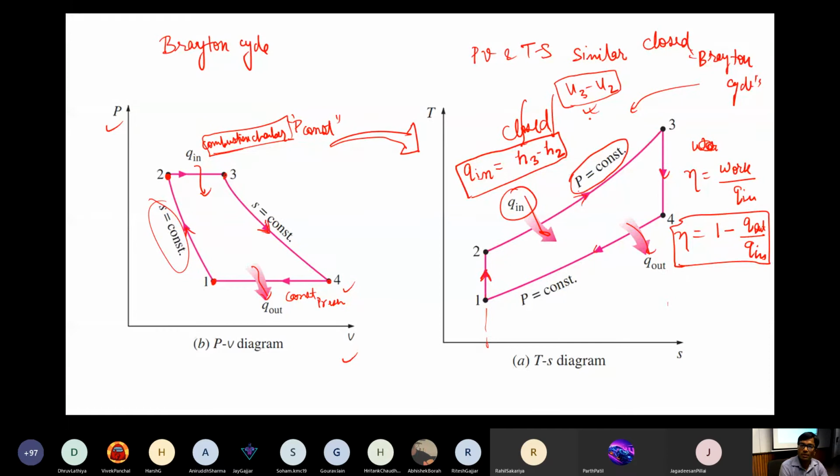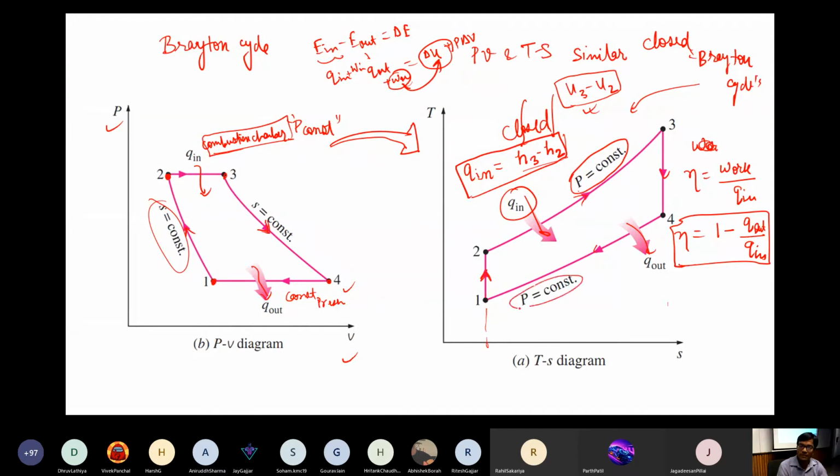Because some amount of boundary work is happening, E in minus E out is equal to delta E. So this is all the Q ins, this is all the Q outs, plus W in plus W out is equal to delta U. There is some amount of W out hidden over here. You will get back P delta V here, and you will club this with U to get H. So this is your right expression, H3 minus H2.